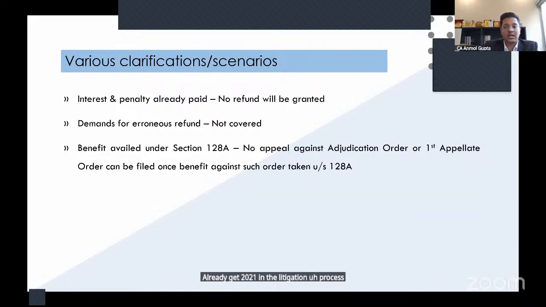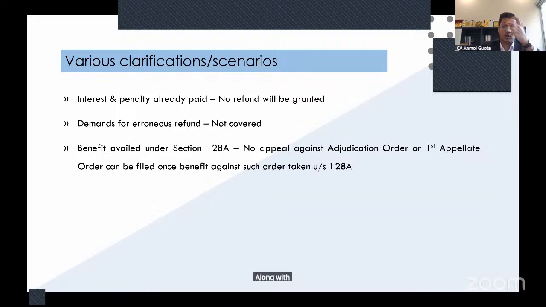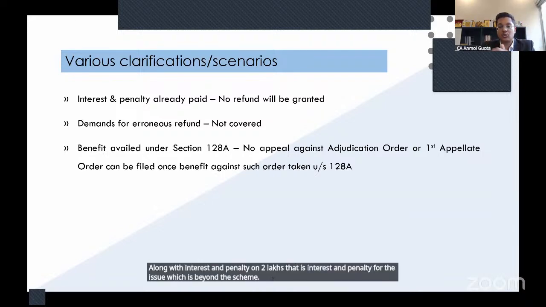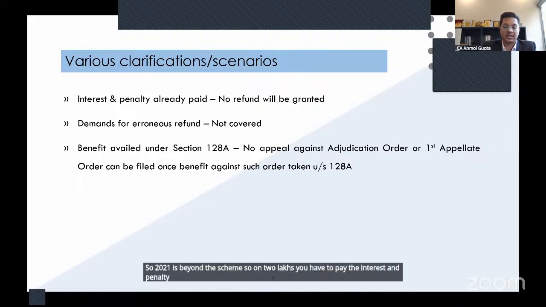So the answer to that is, first, you are eligible under the scheme for 2019-20. The second answer is that no, you cannot litigate 2020-21. You have to pay the entire 10 lakhs along with interest and penalty on 2 lakhs. That is interest and penalty for the issue which is beyond the scheme. So 2020-21 is beyond the scheme. So on 2 lakhs, you have to pay the interest and penalty also within 3 months from the date you get the acceptance under the scheme.